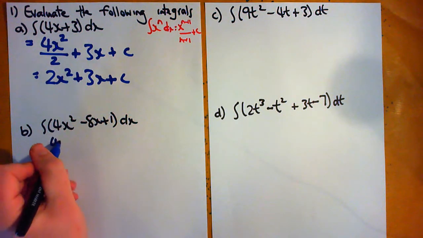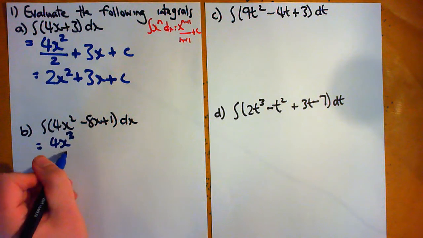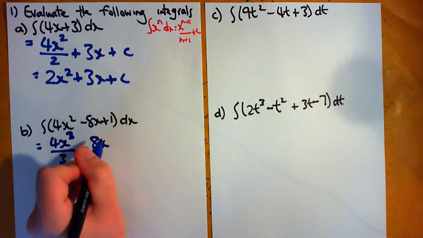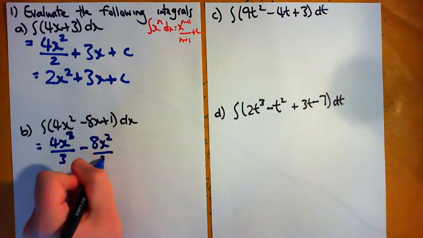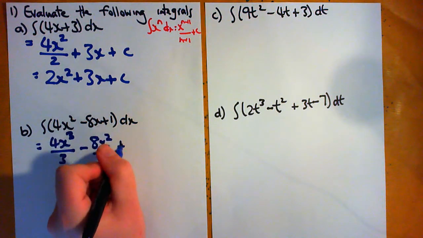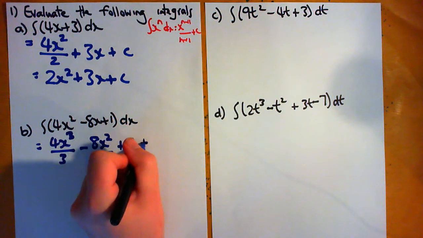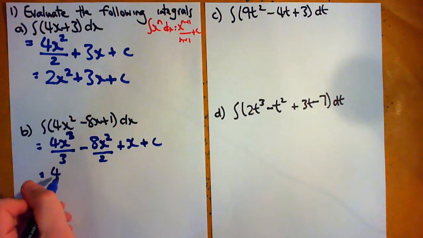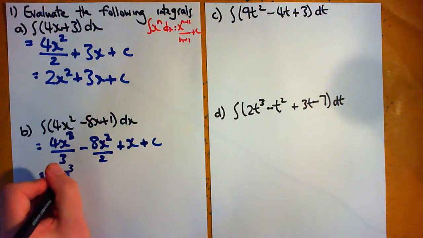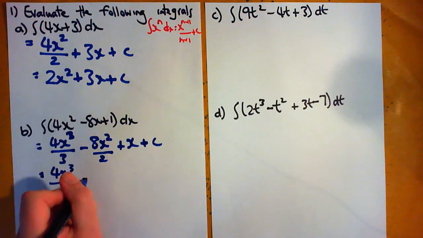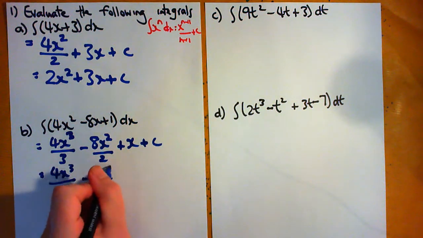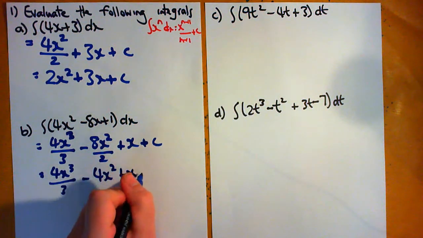Let's integrate 4x squared minus 8x plus 1. So if we integrate that, we get 4x to the power of 3 over 3 minus 8 times x to the power of 2 over 2 plus 1 integrates to 1 times x, which is x, plus your constant. And simplify what we can. We've got 4x to the power of 3 over 3 minus 8 over 2 is 4x squared plus x plus constant.